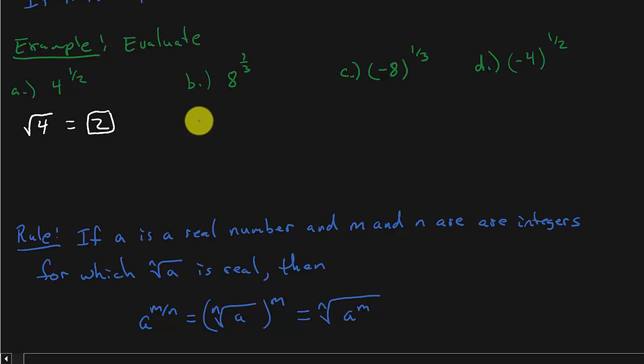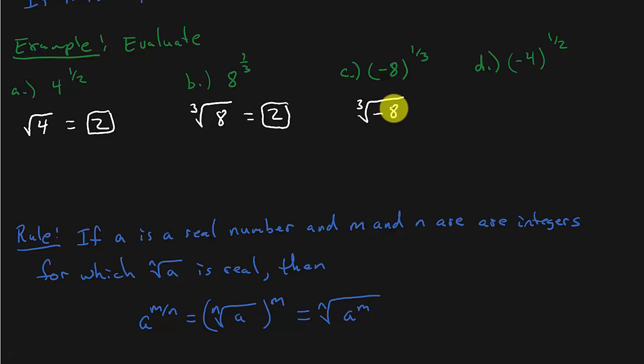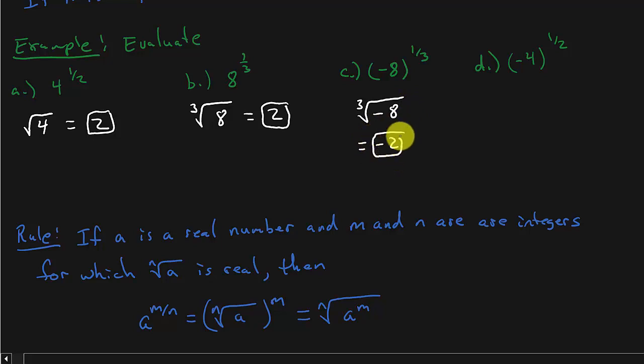And what about this one? Well, if we convert it to radical form, that's the cube root of 8. So what can we raise to the third power to get 8? Well, that would be 2. And then the next one, that's the cube root of -8. So what can we raise to the third power to get -8? Well, that would be -2, because -2 times -2 is 4, times -2 is -8.